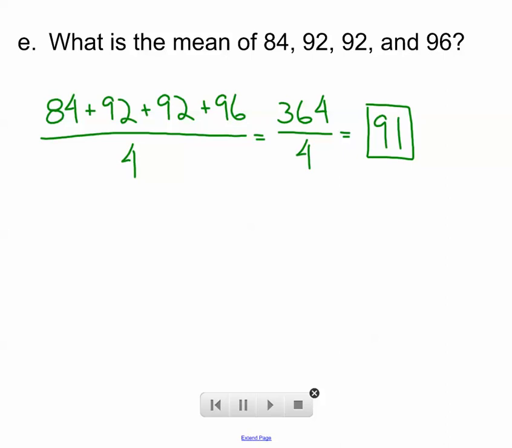And when you look at it, 91's in the middle of these numbers. We've got three numbers that are bigger than 91 and only one number smaller, but 91 is what we'd call the mean. You're never going to have a mean that's bigger than your biggest number or smaller than your smallest number either. It's a measure of central tendency, what's in the middle.